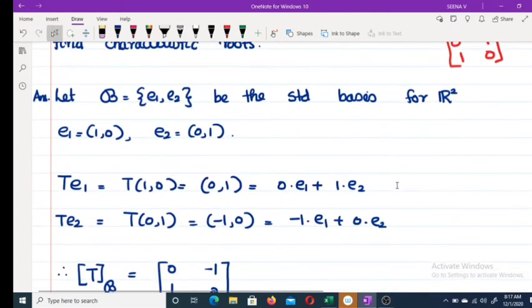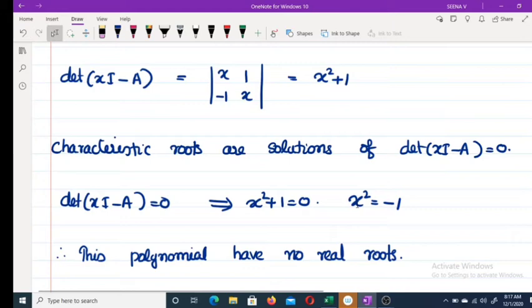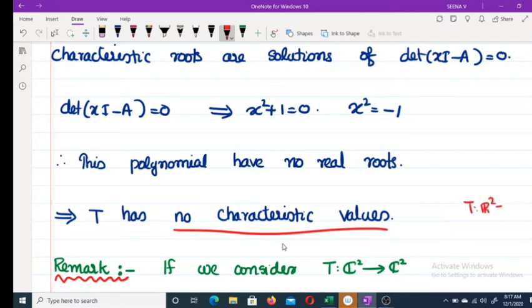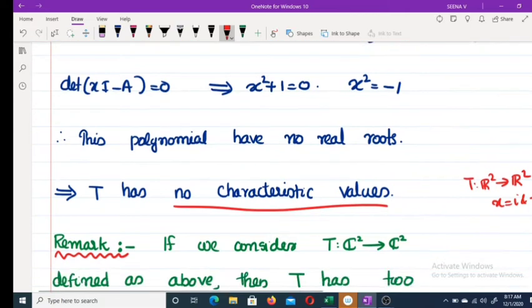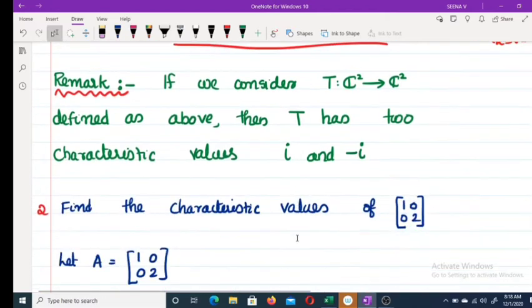But we are considering the linear operator from R2 to R2. So in R2 this polynomial does not have a real root. Therefore T has no characteristic value, because we are considering T from R2 to R2 and the roots we get are i and minus i. Therefore it has no real root. But if we consider T from C2 to C2 defined as above, then T has two characteristic values, i and minus i.